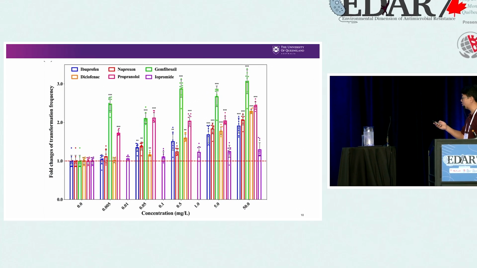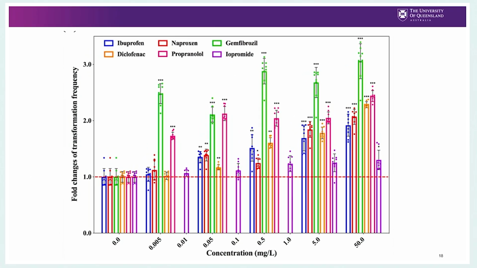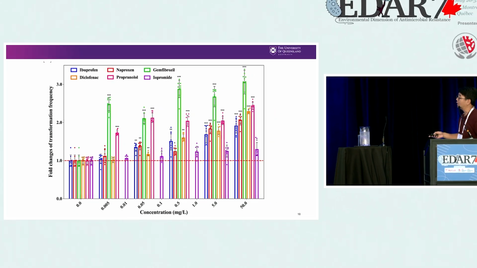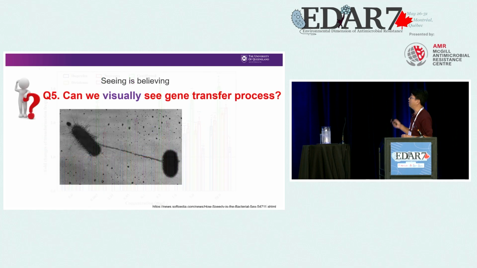Okay, let's have a look at the results. So again, we choose these 6 drugs, including anti-inflammatory drugs, lipid drug, and the beta blocker. The last one is a contrast media. It will not increase too much, but for the other 5 drugs, they can increase gene transfer through transformation. We also have a dose-dependent trend for these 5 drugs.